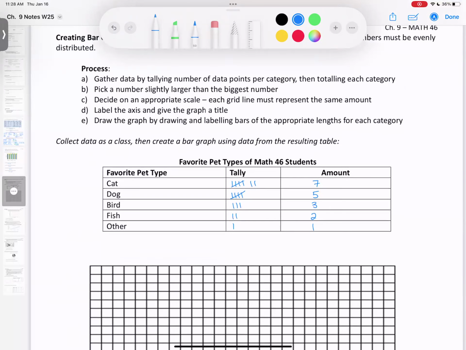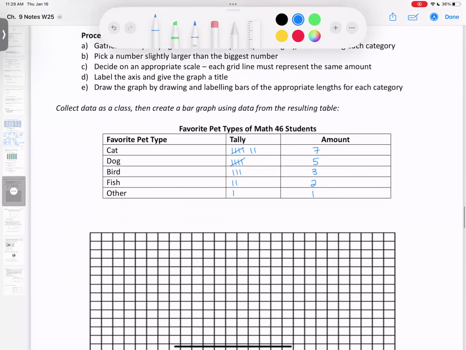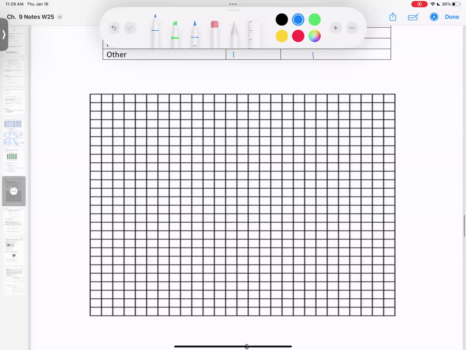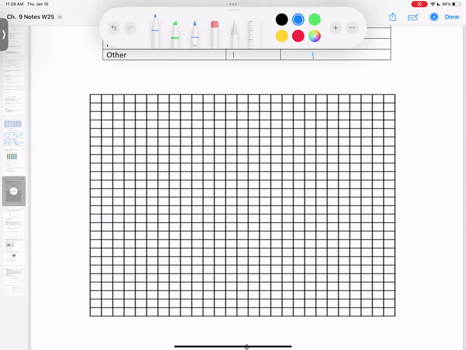Okay, so step 1, we're going to tally our data and then total, which we've just done. The next part is to figure out what scale we're going to use. So you're going to look at your biggest number here. Here, our biggest number in our data is 7, so that we can decide on an appropriate scale. So here's our chart. How many lines do we have there?